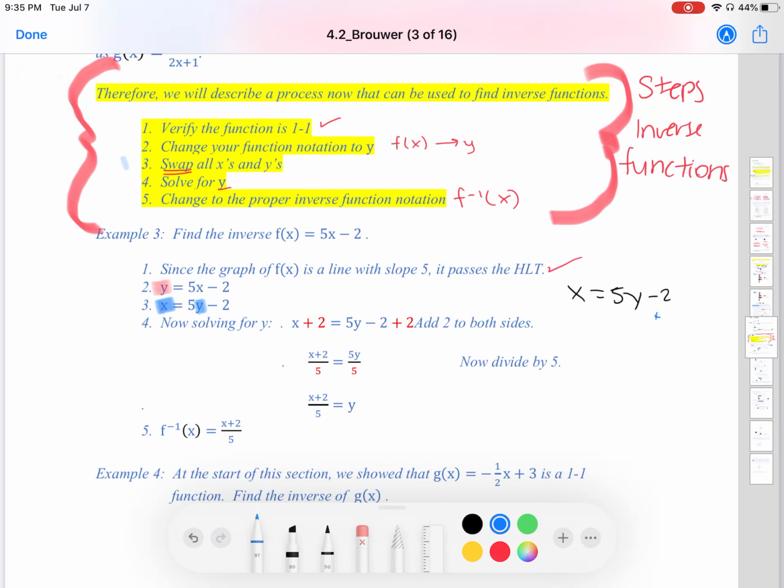So we're going to go ahead and add 2 to both sides to make that go away. So we're left with x plus 2 equals 5y. Divide by 5, divide by 5. We get (x plus 2) over 5 equals y. That's step 4. Step 5, change your y into that function notation.